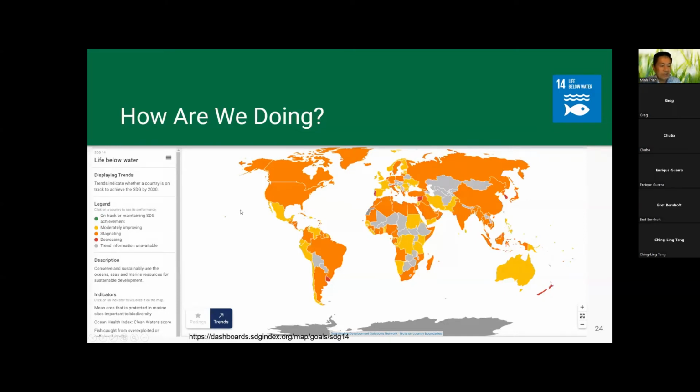The trend, most of it is orange. Stagnating. So we are not improving. Remember, these goals are by 2030. So it's in 8 years. We also passed some goals that were supposed to be met in 2020, so we didn't meet them. And we have goals for 2030, but everything is stagnating. So not very optimistic.